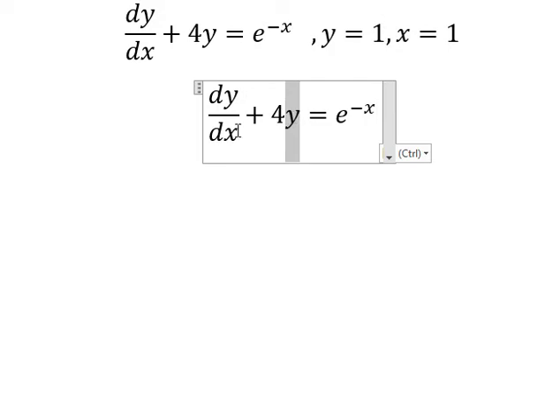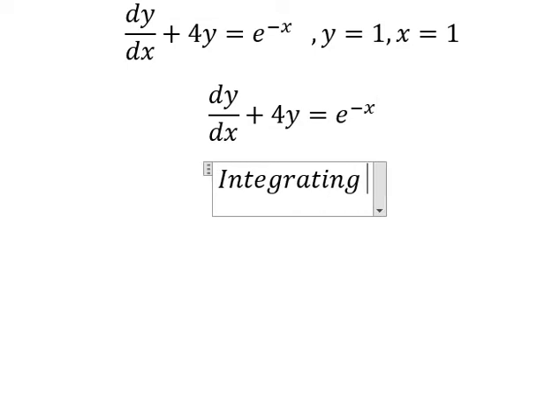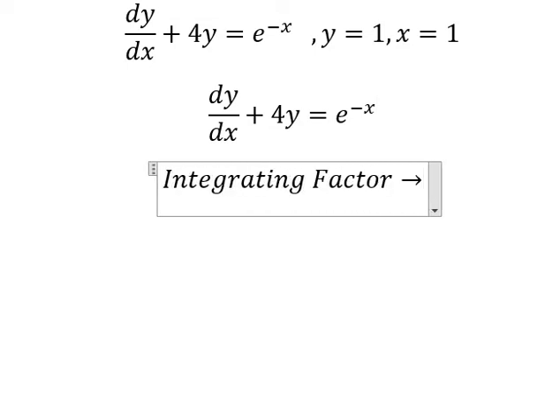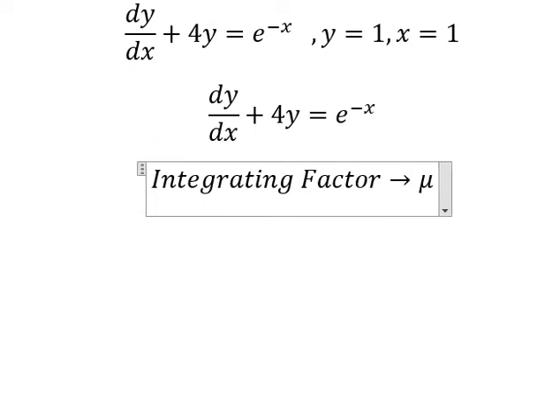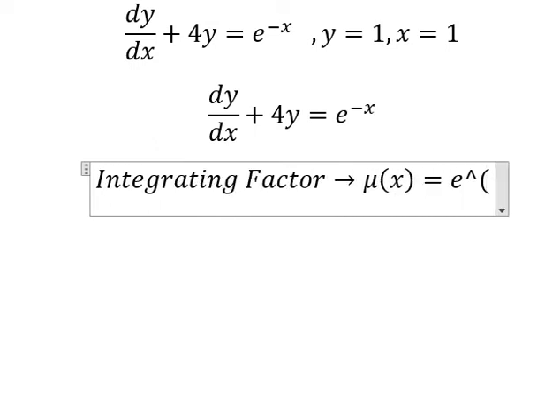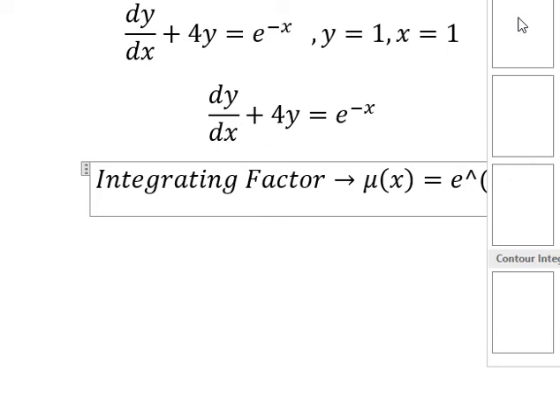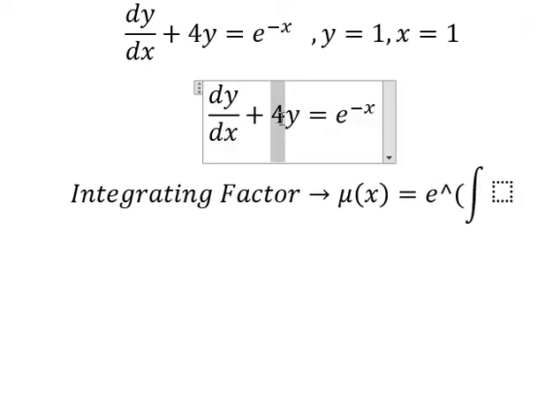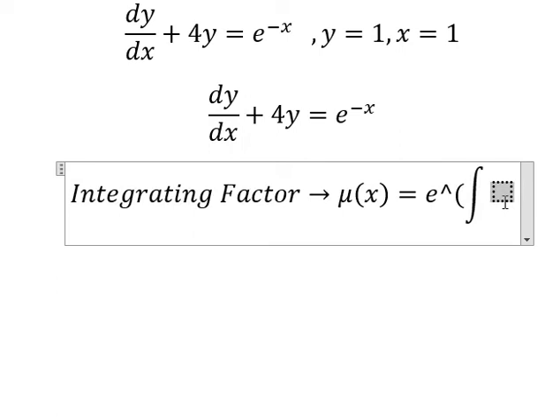We have y and the first derivative of y, so we can use an integrating factor. So we need to find mu of s equals e to the power of the integration. So we see that the number 4 next to y is for the integrating factor, including the positive sign here. So we put it in here.